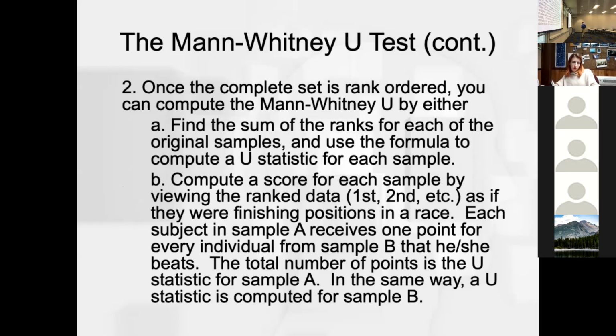you compute the Mann-Whitney by either finding the sum of the ranks for each of the original samples and use the formula to compute a U statistic for each sample.